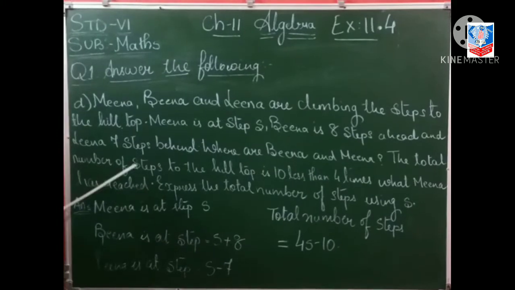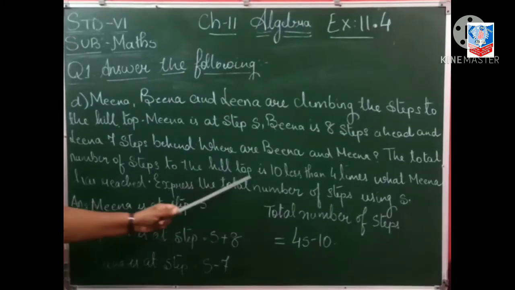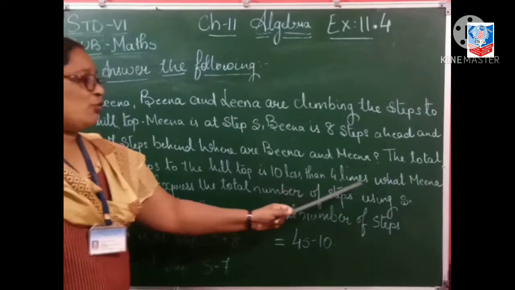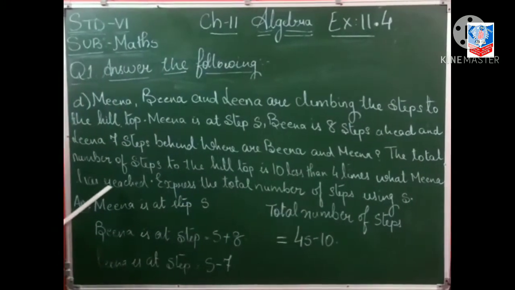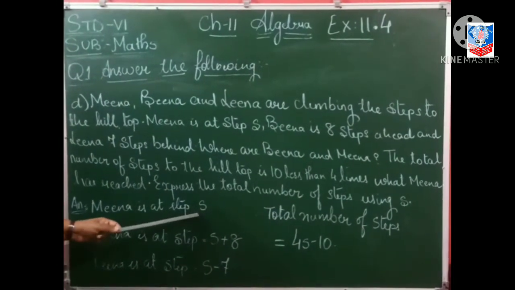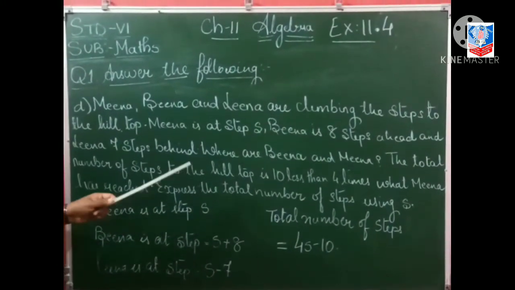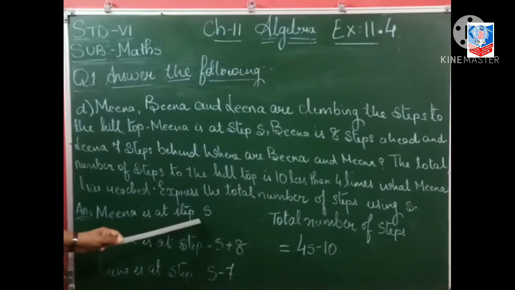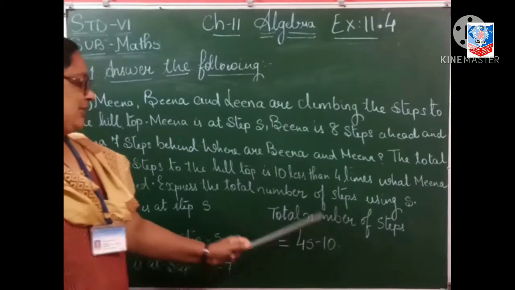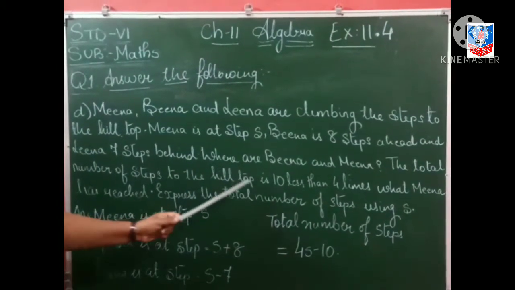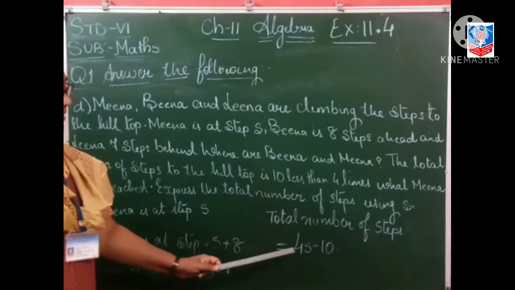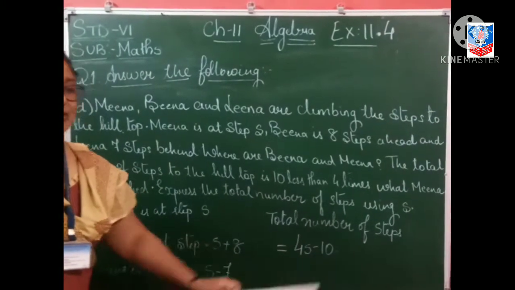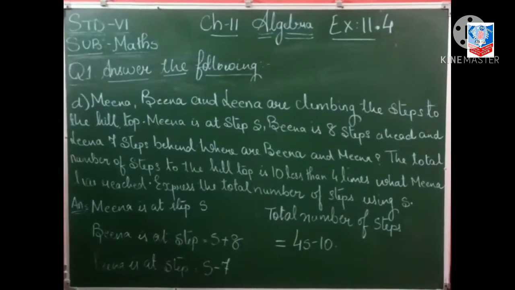Now, the total number of steps to the hilltop is 10 less than 4 times what Meena has reached. Meena is at step s. So 4 times Meena's step is 4s. Then 10 less than that is 4s minus 10. Understood?